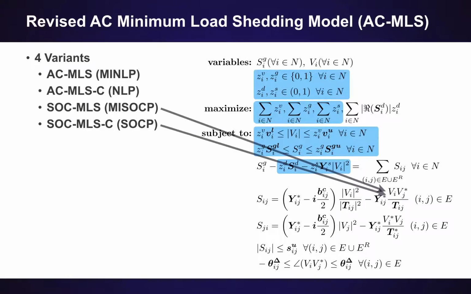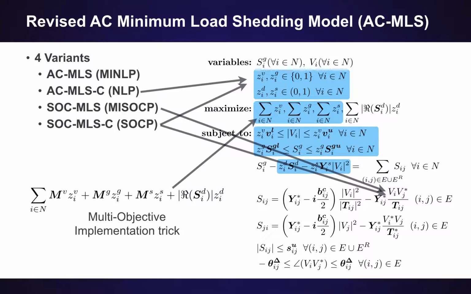So one thing we look at is a second order cone relaxation, SOC, where we look at the voltage product non-convexity and we relax that to a convex set and see what happens. The other thing we look at is this continuous relaxation version, -C, where we say, okay, these discrete variables, which should be 0 or 1, can actually vary in the range of 0 to 1.